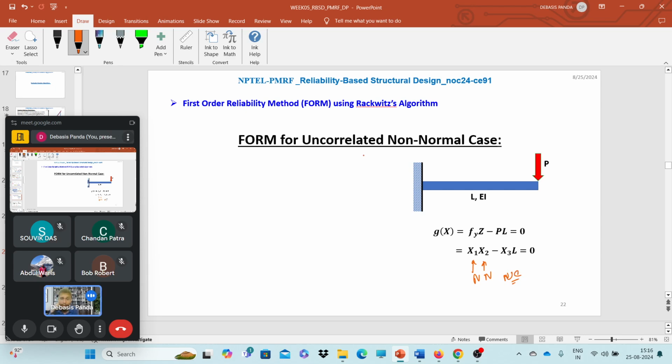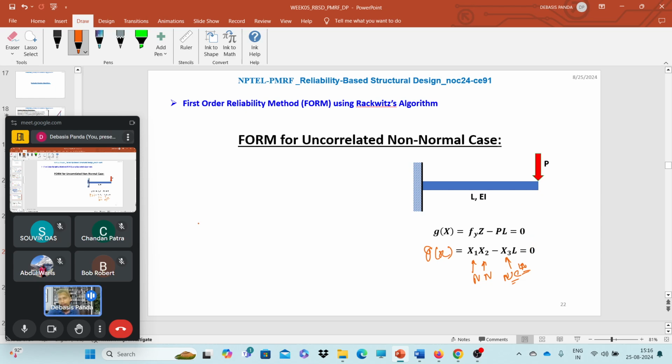Now say in that limit state function g(x) = x1 x2 − x3, for example one of the random variables is log normal, say this one. So how can we deal with that problem, or how will the Rackwitz algorithm deal with that problem? We will see.